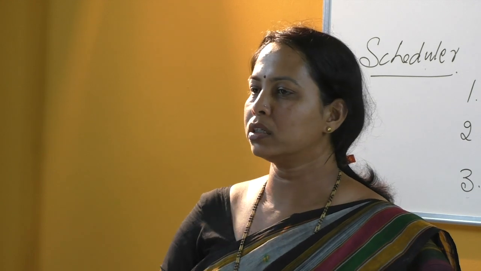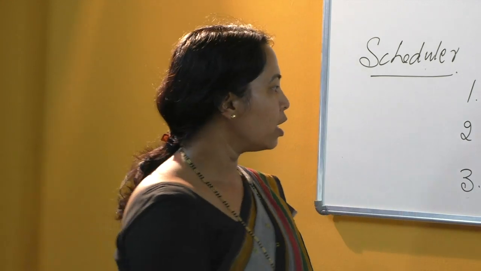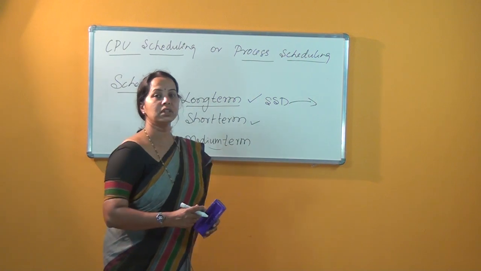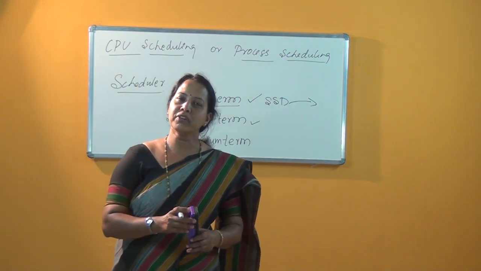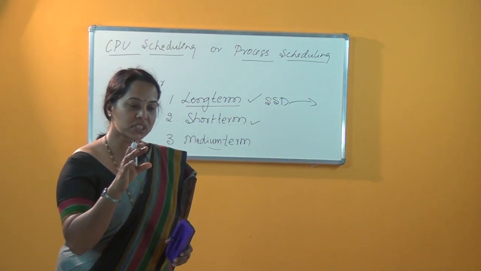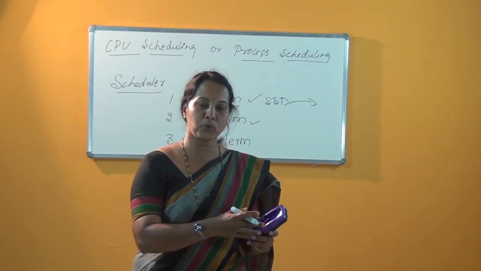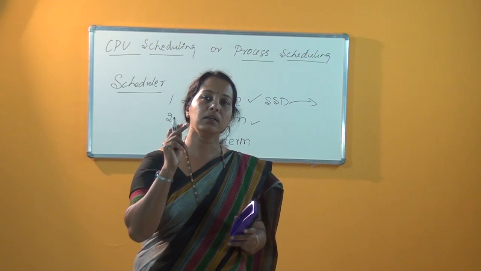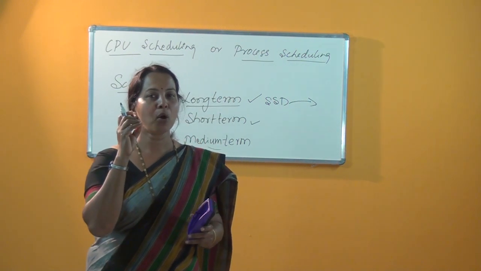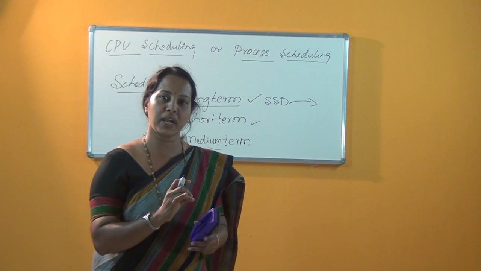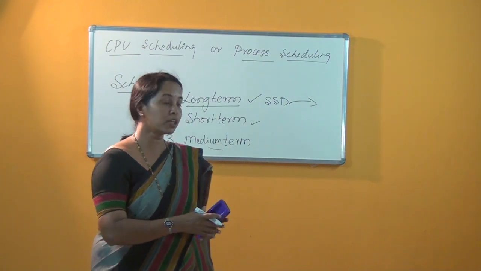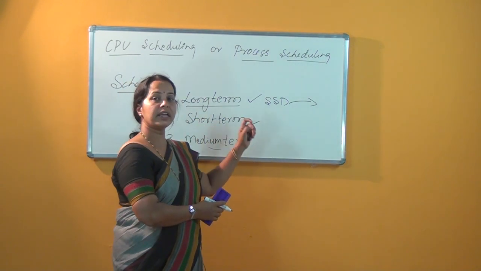The next one is the short-term scheduler. We know that all those processes which are ready for execution are waiting in the ready queue, because in a single processor system only one process can execute at a time. Therefore all other processes are waiting in the ready queue.